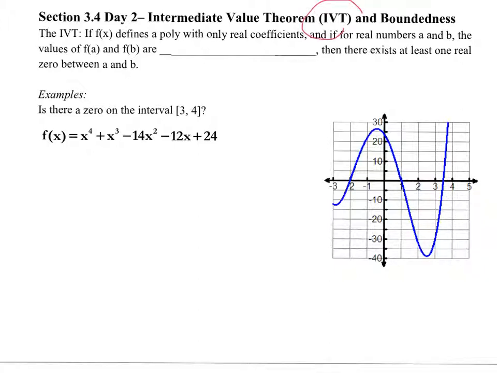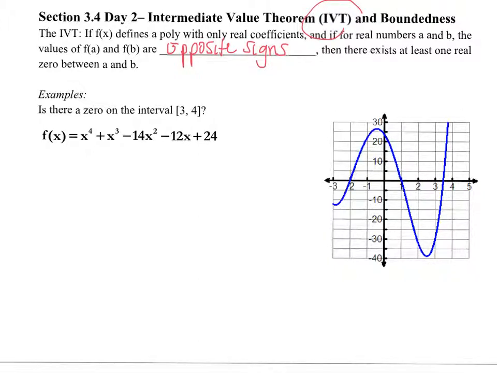IVT says that if a function defines a polynomial with only real coefficients, and if for these real values, a and b, the values of f of a and f of b are opposite signs, then there exists at least one real zero between a and b.